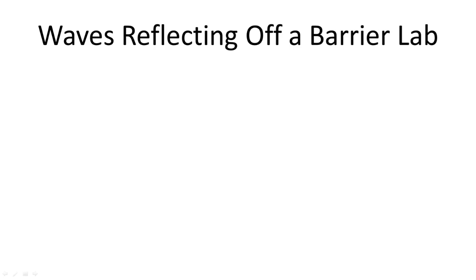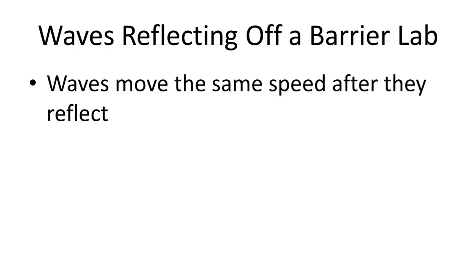We've started to observe how waves act as they pass through a medium, but what happens when they bounce off a barrier or reflect off of a barrier? We looked at two types of reflections, fixed end and loose end, or open end, it's sometimes called. Waves move the same speed after they reflect. In all cases, we recorded that the velocity of the wave before was similar or close enough to be the same as the velocity after. Any variation in that would have to do more with human error than anything.